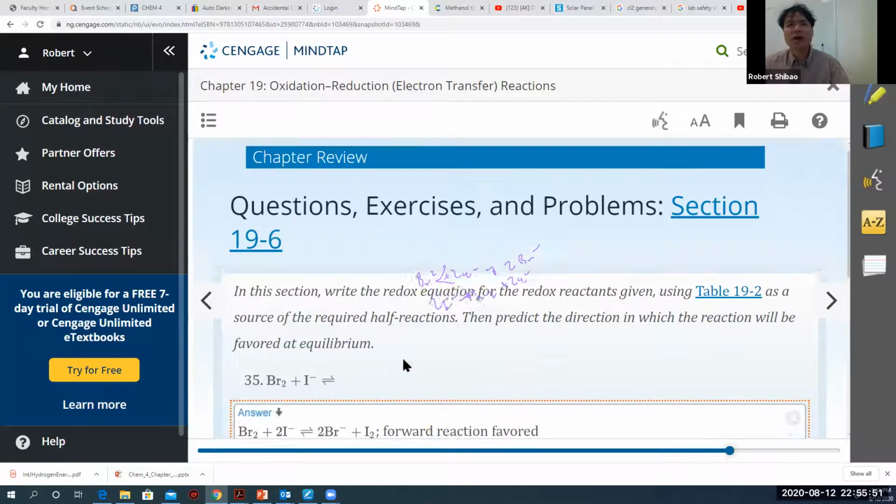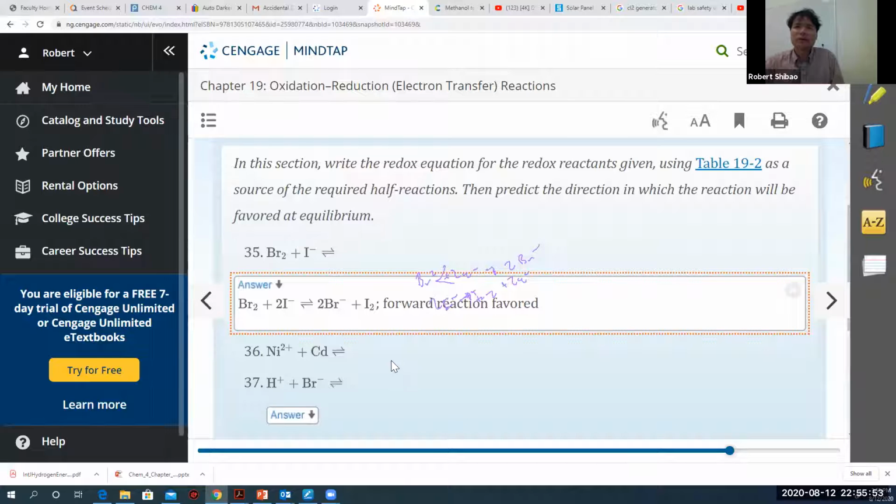Oh, then they want the driving force. So the driving force is we've got to compare the 2 oxidizers, bromine versus iodine. Bromine's stronger. Bromine versus iodine. Bromine's stronger, so we get reaction.